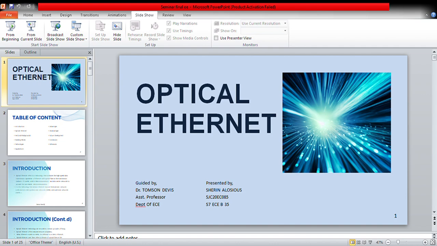And low costs. The cost of optical Ethernet equipment has declined in recent years, making it cost effective for many applications. And scalability. Optical Ethernet networks can be easily expanded to accommodate additional bandwidth requirements by adding more wavelengths or increasing the data rate per wavelength.